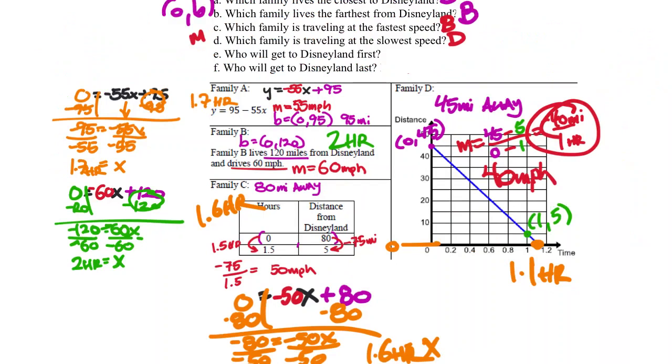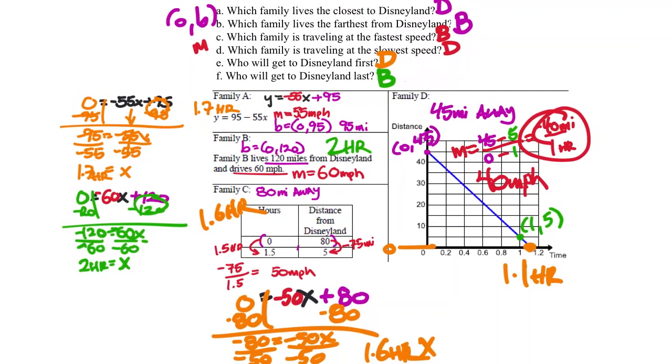So looking at these times for how long it will take the families to get there, who's going to get to Disneyland first? It looks like family D will, even though they're going the slowest. Part of that, of course, is because they live the closest. And then who's going to take the longest? It looks like the 2 hours for family B. That's going to be the longest. So family B, again, they're traveling the fastest, but because they live the furthest away, it's going to take them the longest to get there.